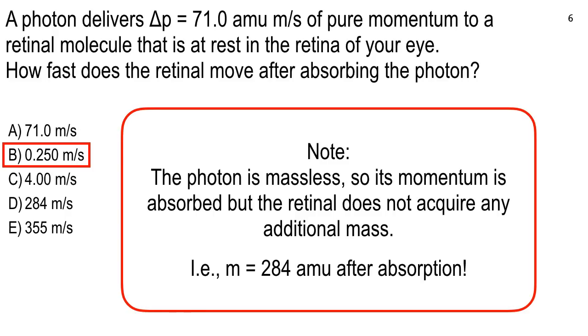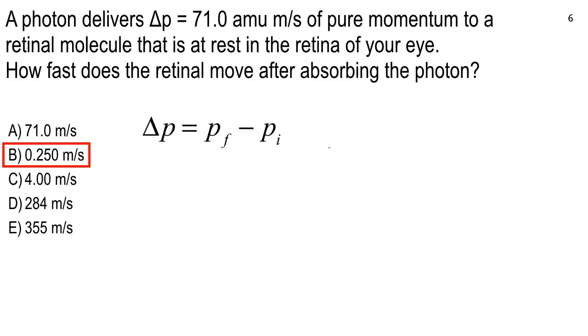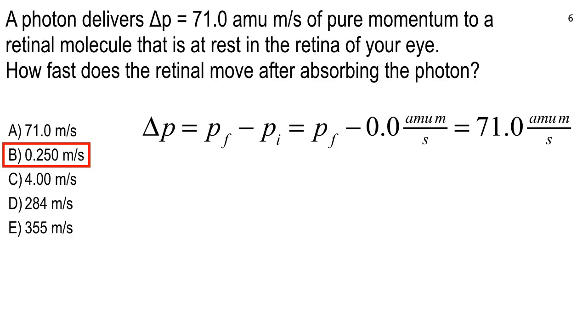As you can see in the statement of the problem, the retinal molecule, in this example, kind of idealized, is at rest in the retina of your eye. So that means that the initial momentum is 0. So let's figure out delta P first. Delta P, by definition, is PF minus PI. Now, PF we don't know quite yet, but we know PI, that's 0.0 AMU meters per second, because it's at rest. Now, we also know that this photon delivers 71 AMU meters per second. So all this junk over here is equal to 71.0.